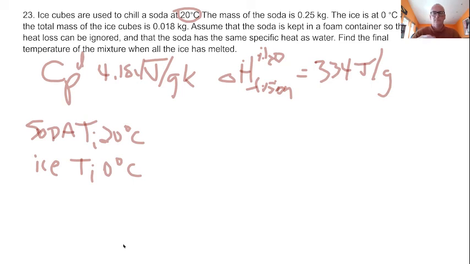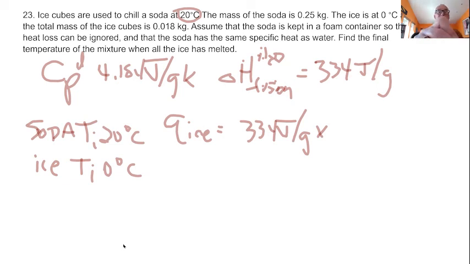334 joules per gram. So the energy to melt the ice, so Q ice, is going to be 334 joules per gram times how many grams? 18 grams, right. 1, 2, 3 orders of ten, so it's 1,000. It's 18 grams.